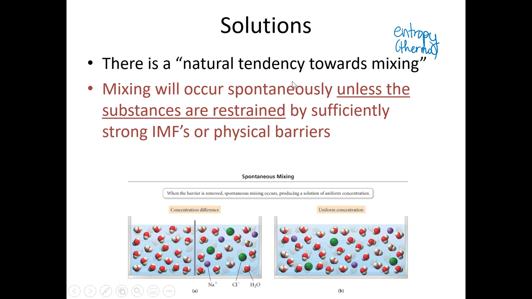So mixing will occur spontaneously unless the substances are restrained somehow. And that could be by a physical barrier, like in this example down here, on the left, we've got two solutions separated by a barrier. If we remove that barrier, then they're going to mix together spontaneously and form an even mixture. Or more likely, if substances are not mixing, it's because there are some intermolecular forces that are holding them back, that are preventing them from mixing.